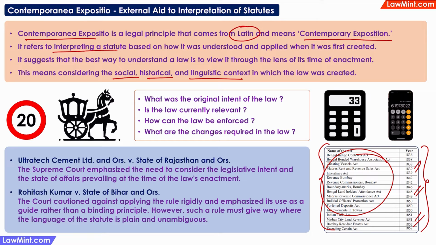For example, if there is an old law which says that the speed limit for vehicles in a particular area is 20 kilometers per hour. When we look at the contemporary situation when the law was enacted, it could be that there were no motor cars at that time. The term vehicles in that old law referred to horse-drawn carriages.